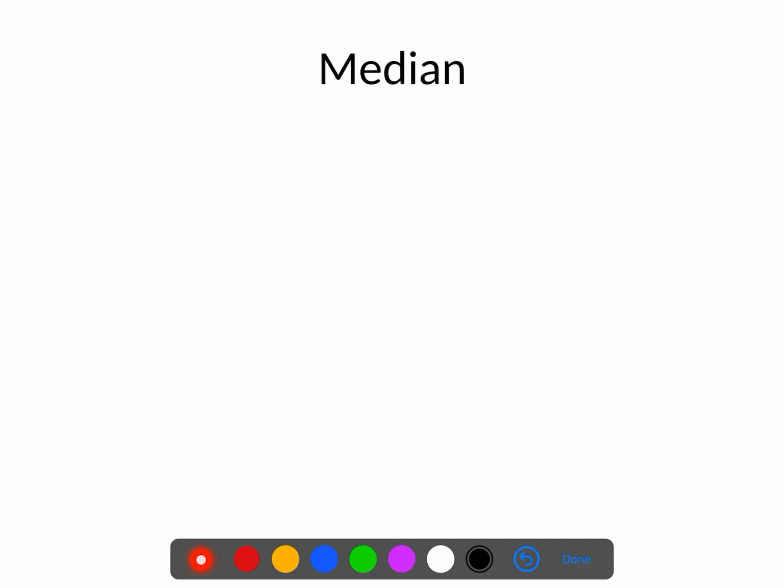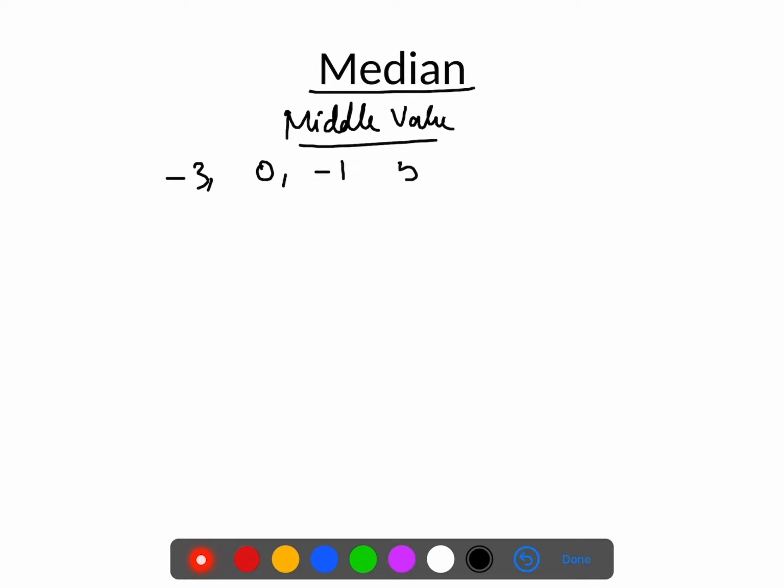Okay, next let's move to the next topic, that is median. Median is the middle value. Let's take a set of numbers: -3, 0, -1, 5, 7.